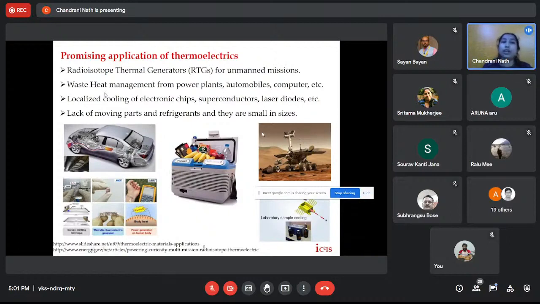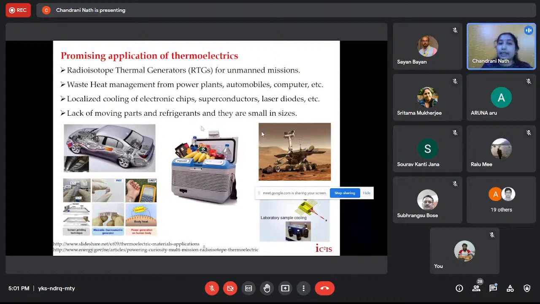Another important point is you can use it for waste heat management from automobiles. In fact, BMW has been working on this property of thermoelectric materials to utilize the waste heat to power auxiliary features like the air conditioning or the power steering. Moreover, you can use these as portable car coolers. You can carry a small cooler along with you while on a drive or a picnic using these materials.